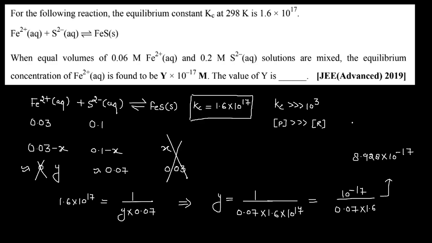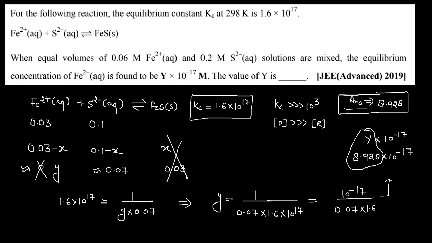So we have to report the answer as Y into 10 raised to the power minus 17. If I compare, Y is nothing but 8.928. So our answer is 8.928, or you can round it off and write 8.93. So this is a very beautiful question asked in JEE Advanced 2019, in which they used the idea of Kc being very much greater than 10 raised to the power 3. I hope you understand the question.